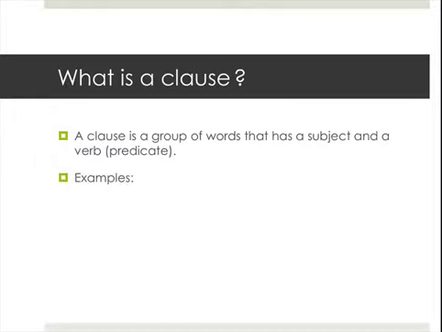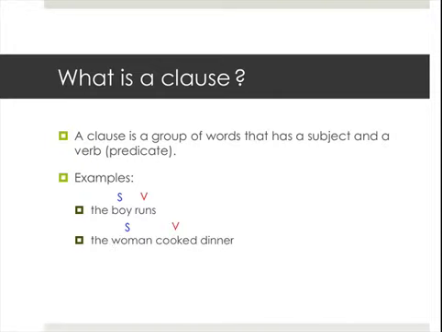So, examples include: The boy runs. Boy is the subject, runs is the verb. The woman cooked dinner. Woman is the subject, cooked is the verb. And the puppy is sleeping. Puppy is the subject, and sleeping, or is sleeping, depending on how you want to look at it, is the verb. But hold on a second.